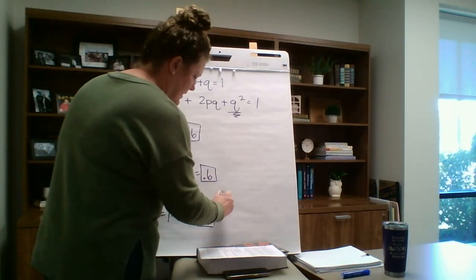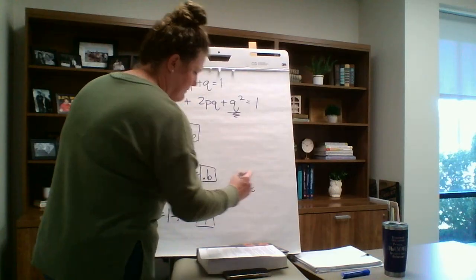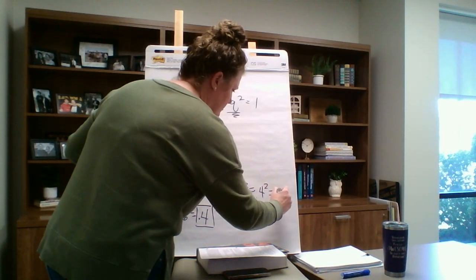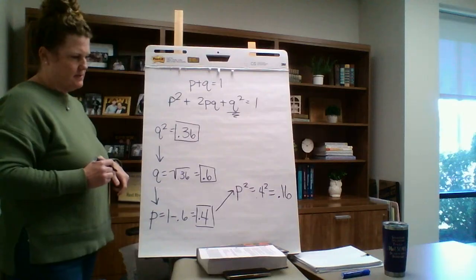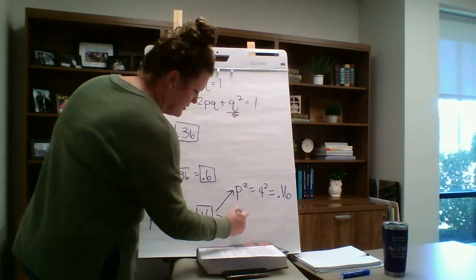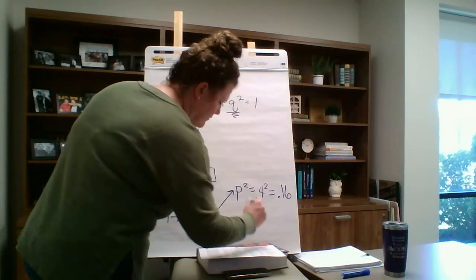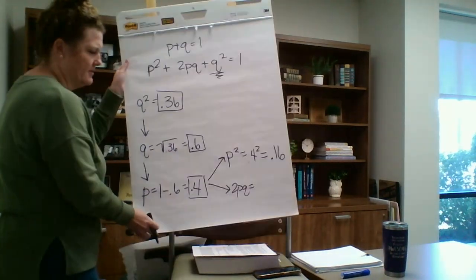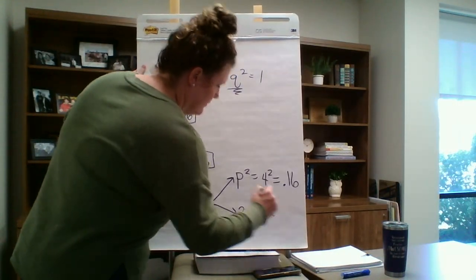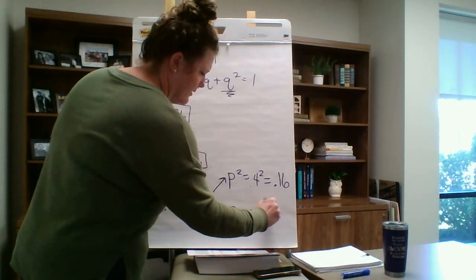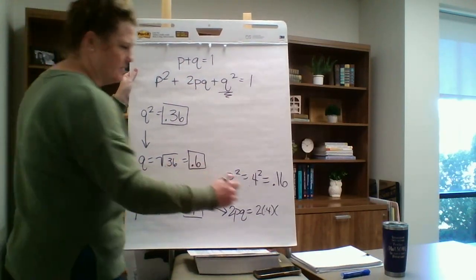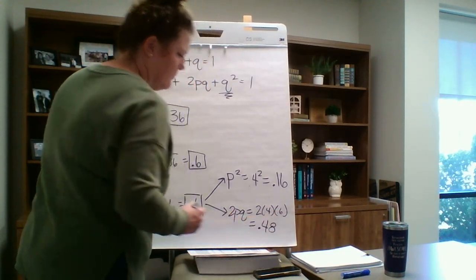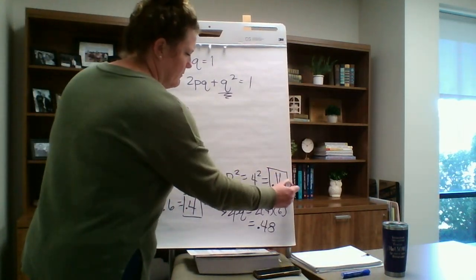So from P, I can find P squared by squaring that. So 0.4 squared is going to equal 0.16. And then I can also solve for 2PQ. In order to solve for 2PQ, I'm actually going to prop this up for a second. So I take 2 times P, which is 0.4, times Q, which is 0.6. And so 2PQ is going to be equal to 0.48. So there's going to be one of my variables.